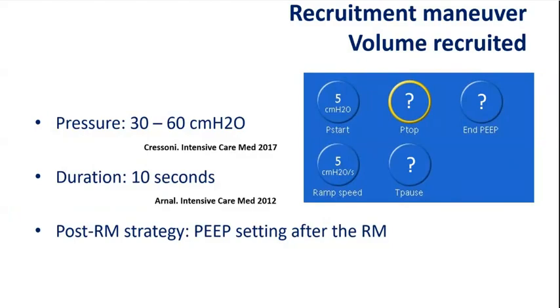So the question is what top pressure we should use. We know from studies that the top pressure should be somewhere between 30 and 60 centimeters of water, depending on the severity of the patient and on the chest wall mechanics. Regarding the duration at the top pressure, we show that actually 10 seconds is sufficient to recruit what should be recruited and to prevent the hemodynamic compromise. There is no point to prolong a sustained inflation recruitment maneuver. We only get hemodynamic compromise.